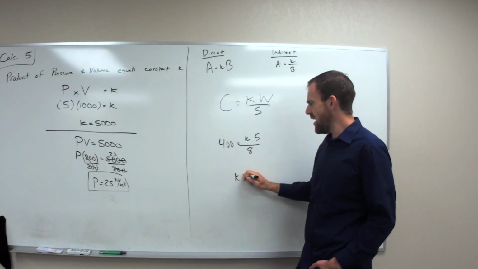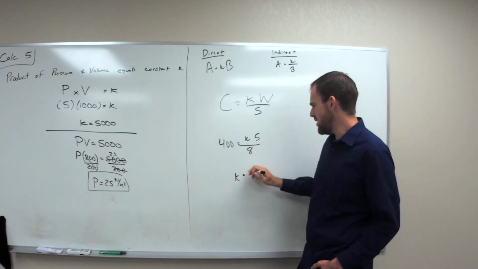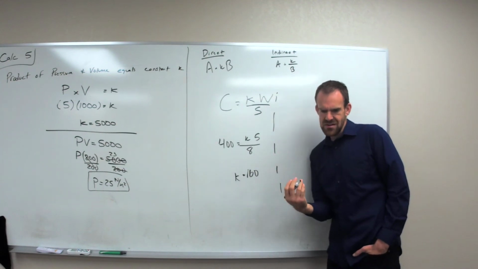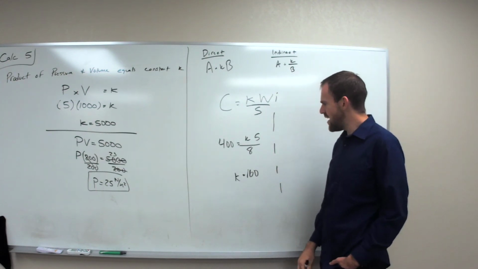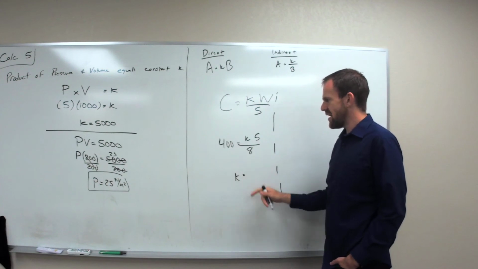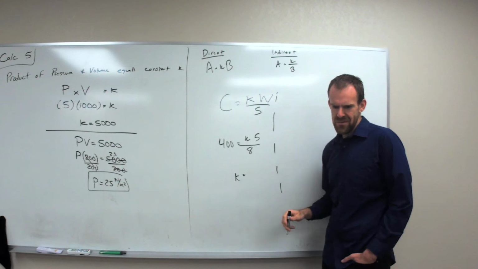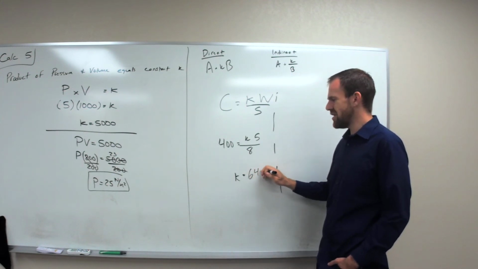So can I solve for K? Absolutely. It looks like 160. Now what I'm going to do is I'm going to redo this. Wow, I messed that up. Let's try that again. 8 times 400, 3,200. So we have 3,200 divided by 5. That looks like 640. That's better.